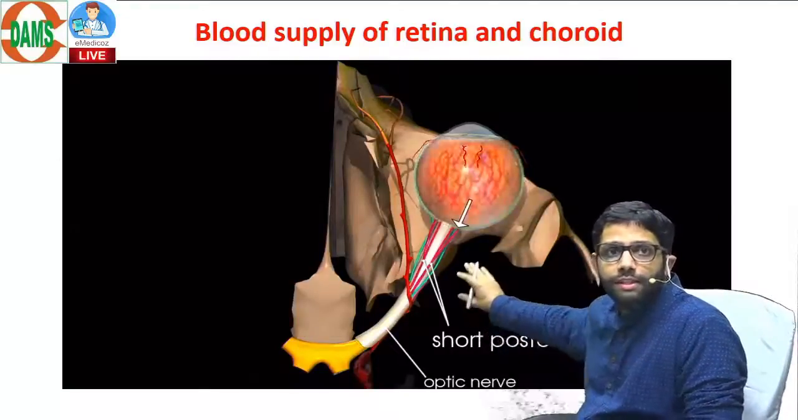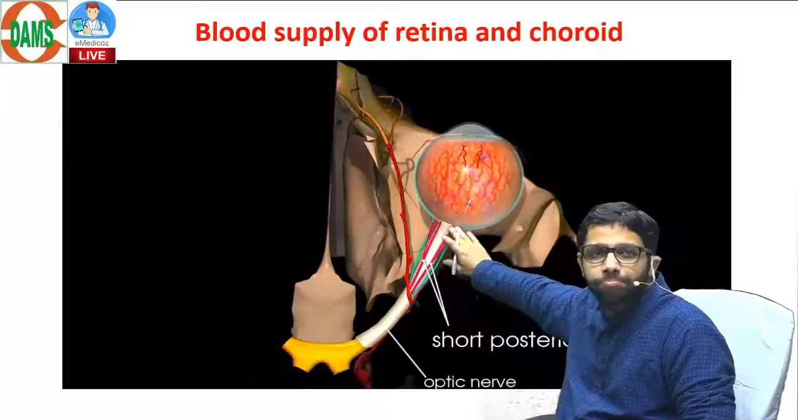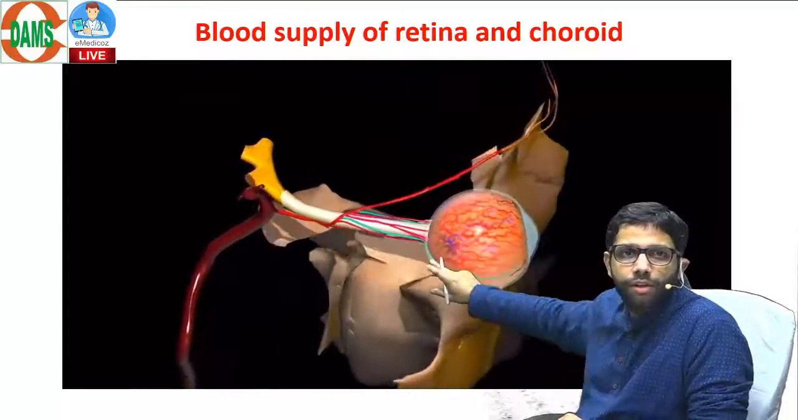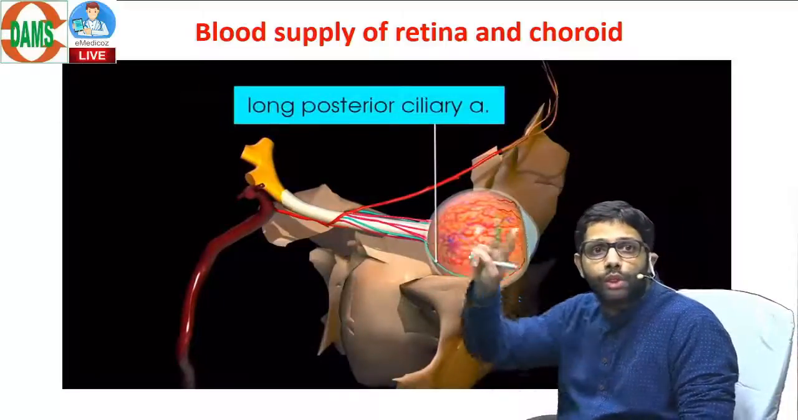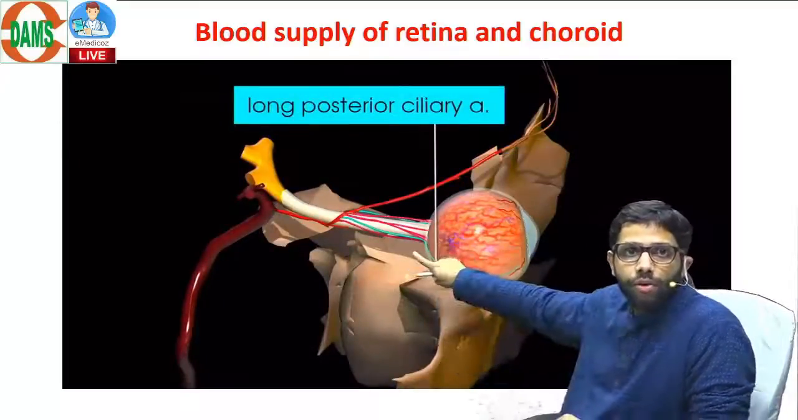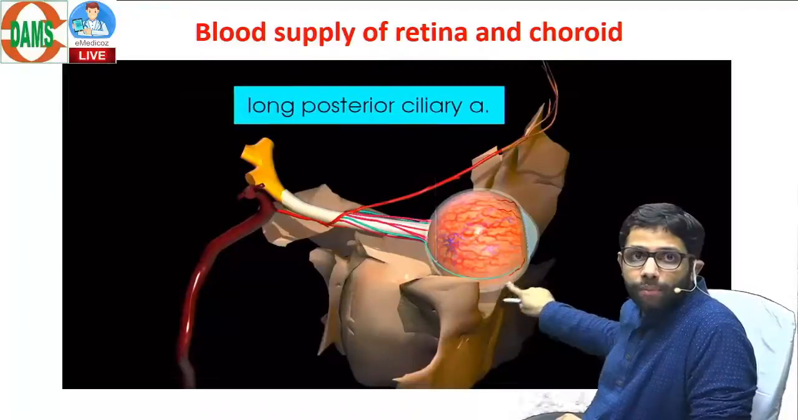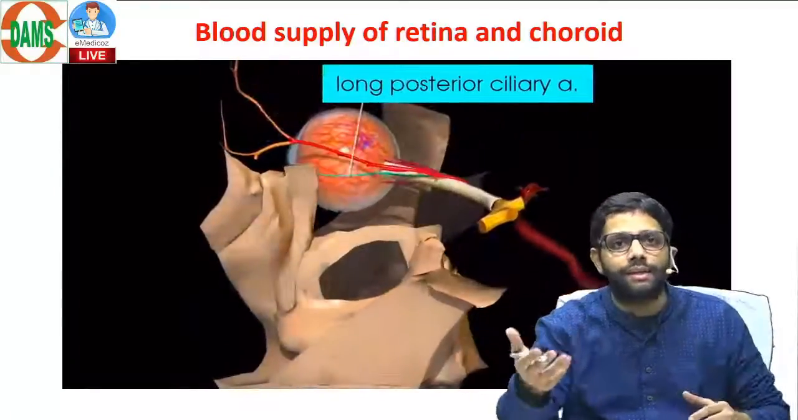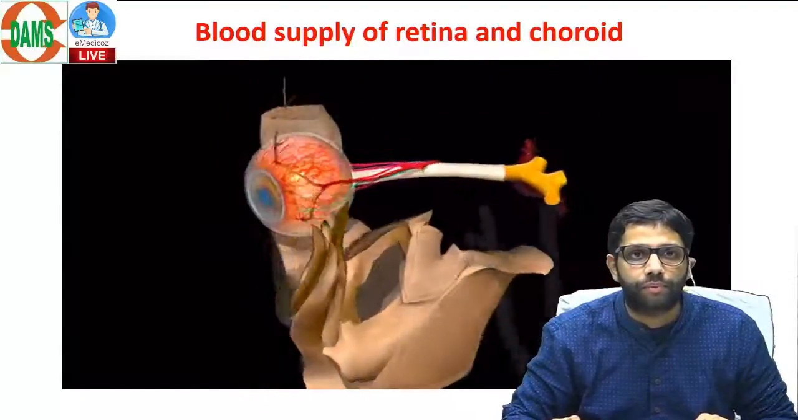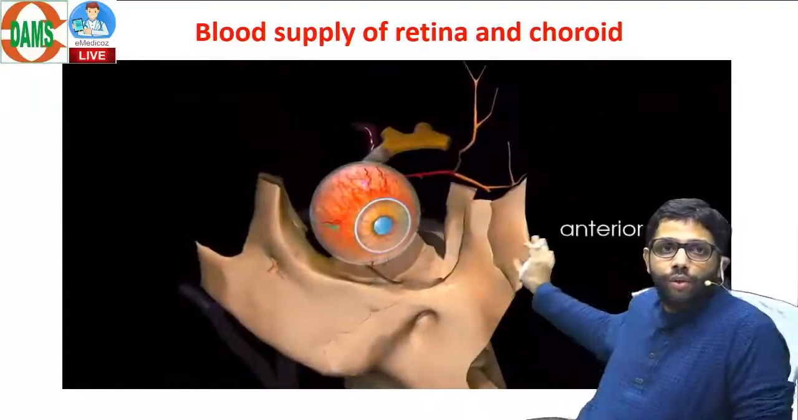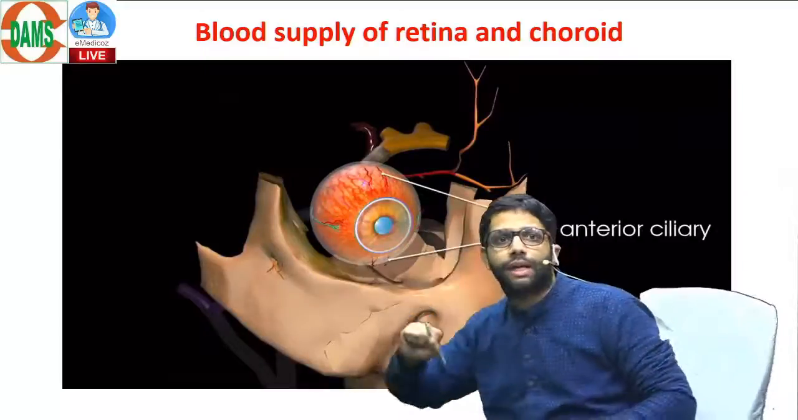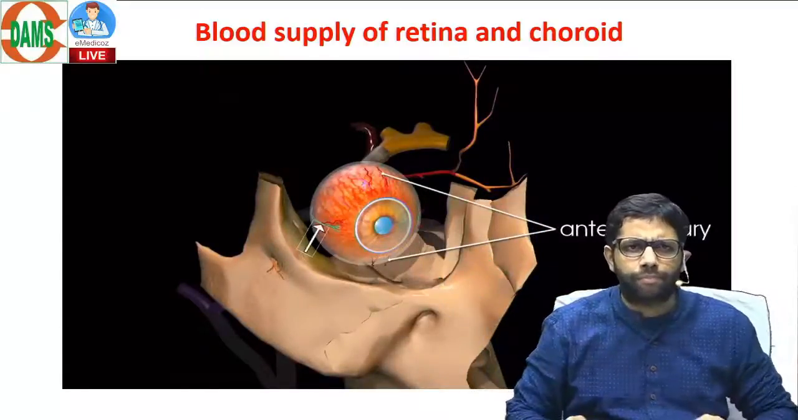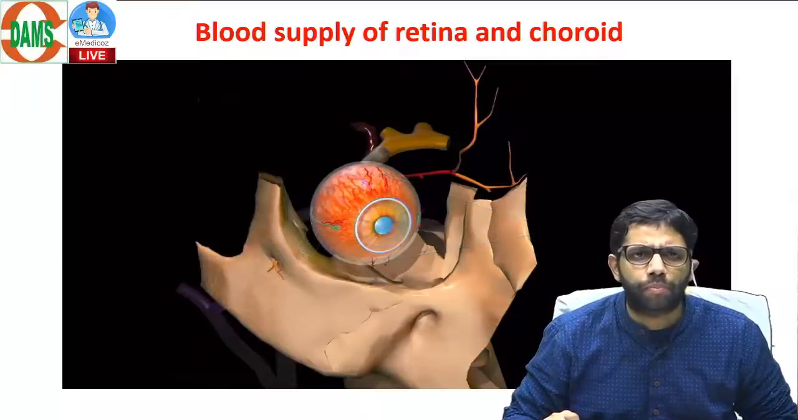Short posterior ciliary arteries supply the optic disc. There are 15 to 20 short posterior ciliary arteries. The thing to remember is there are only two long posterior ciliary arteries, because they go anteriorly, they are long. They go anteriorly and anastomose with the anterior ciliary arteries. There are 7 anterior ciliary arteries. So the long posterior ciliary arteries anastomose with the anterior ciliary arteries around the iris, forming arterial circles. Just for orientation I am telling you.